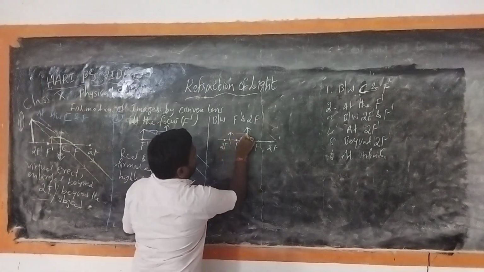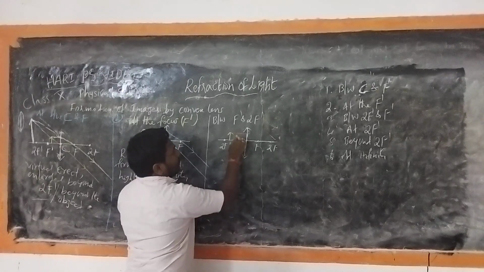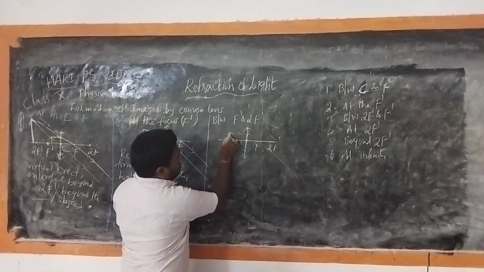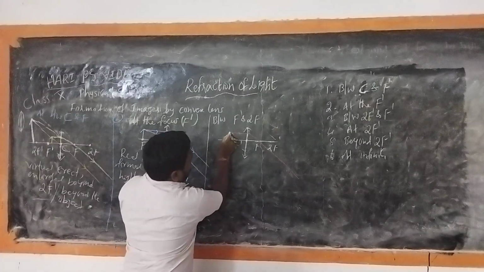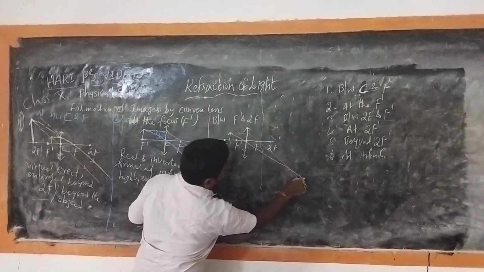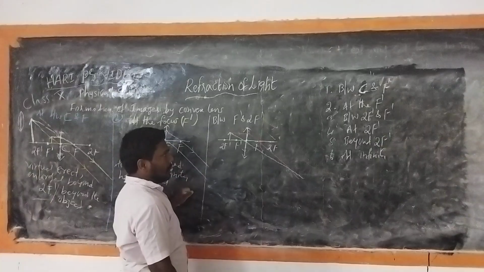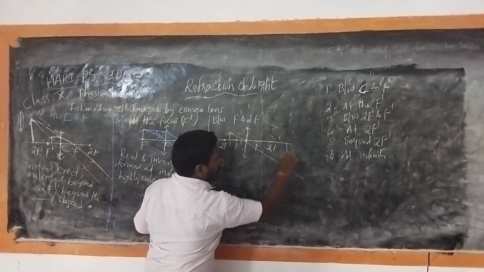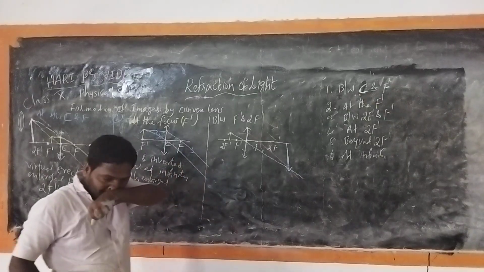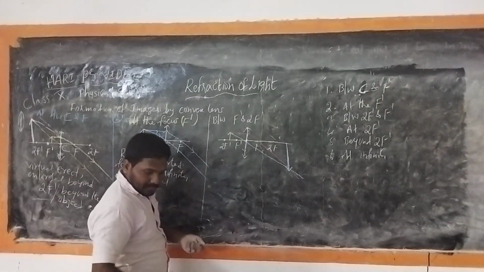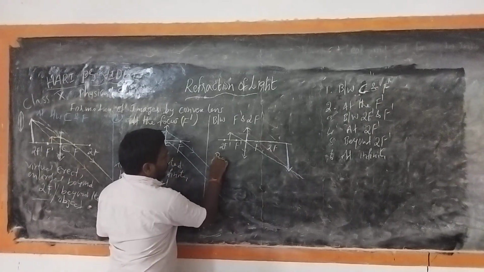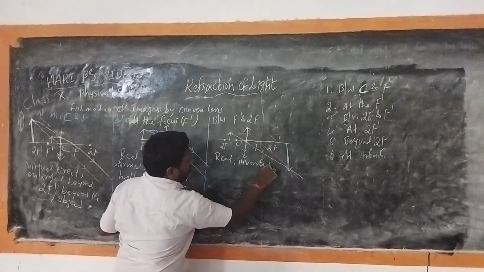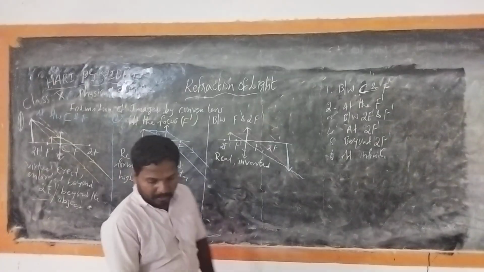The light ray which is parallel to the principal axis is incident and passes through the focus. Then the second light ray passes through the optic center. This is where the image is formed. The characteristics are: a real, inverted image is formed.